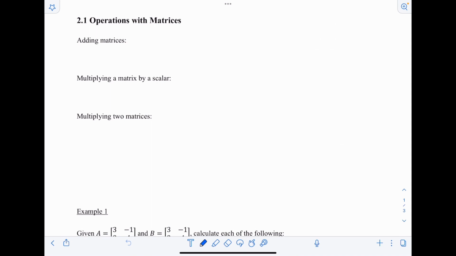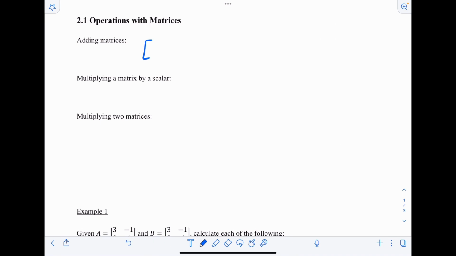So to start with operations with matrices, we're just going to look at how to add matrices, multiply by a scalar, and then multiply two matrices together. These may be things that you already know how to do, and if so, that's great. But otherwise, let's go ahead and dive in and show how this works.